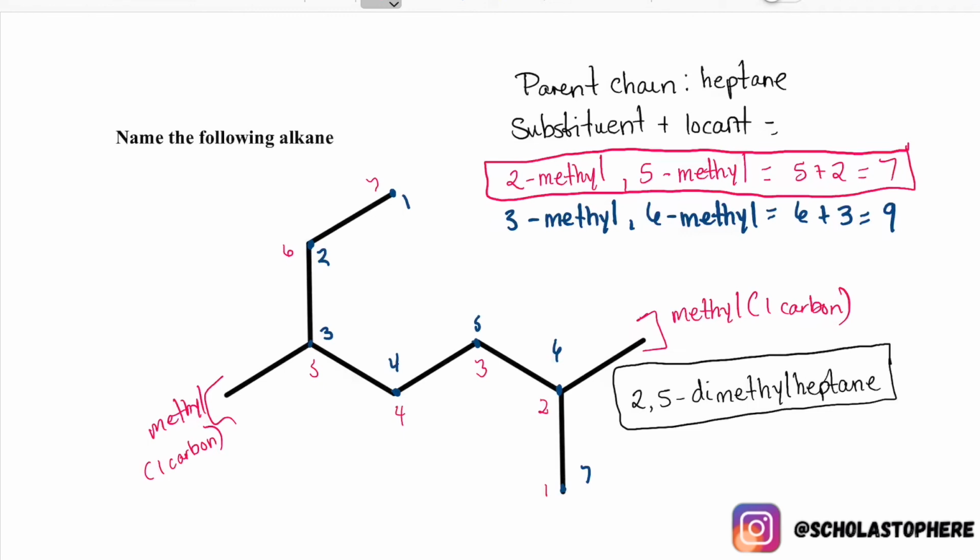So the final answer is 2,5-dimethylheptane. So we have to include the two locations where the methyl groups are located. We also have to include the di, which is a prefix that goes in front of the substituent group name. Lastly, we have the carbon parent chain name, which in this case is heptane, and the suffix ane because we are naming an alkane compound.